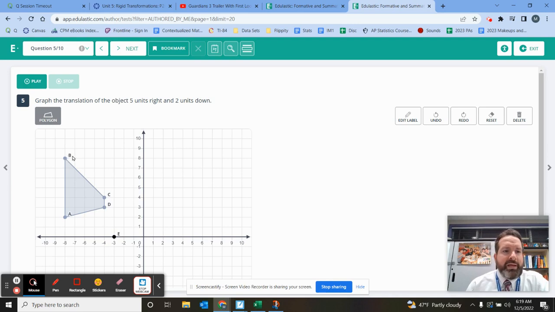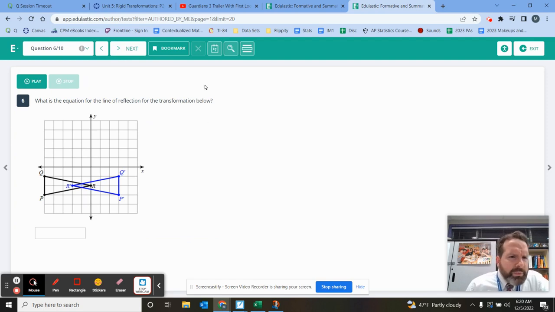Now do the same thing for B. 5 units right and 2 units down. For C, 5 units right and 2 units down. And then for D, 5 units right and 2 units down. You do need to click back on your original shape to close it all in. Once it's done, make sure it looks the same. So same shape, size, and orientation, just moved over 5 units right and 2 units down.